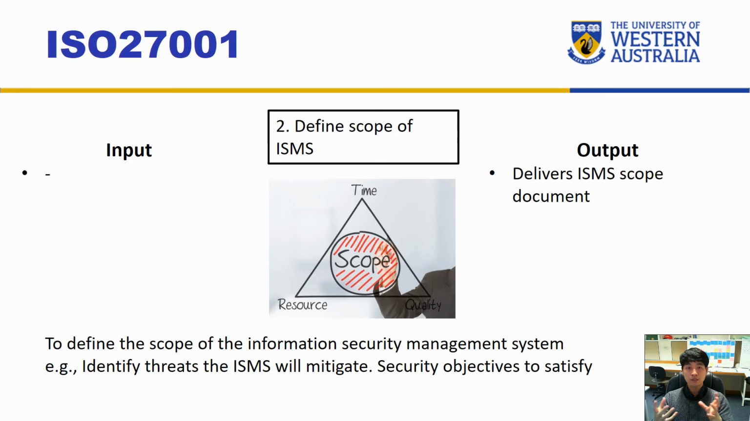And what this ISMS will do is provide an identification of threats that it can mitigate and security objectives that it will satisfy. Okay, so through the first 2 steps, what we're trying to gather is understand what are the threats, what are the policies, what are the goals, what are the requirements, and what are the assets. Okay, all those are incorporated into the first 2 steps in the ISO steps.